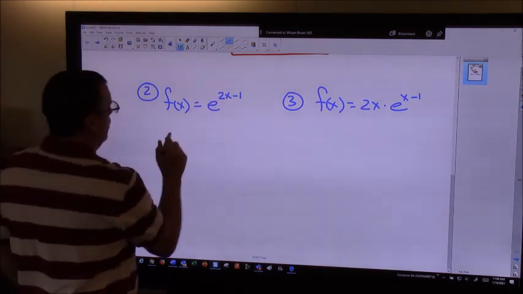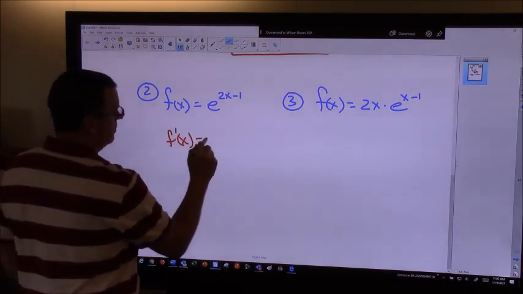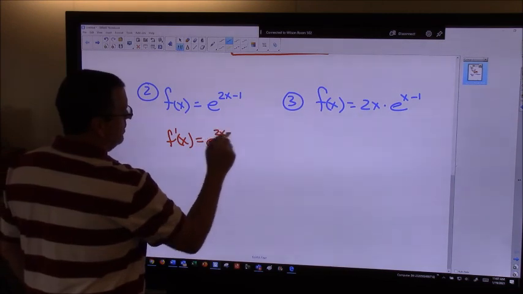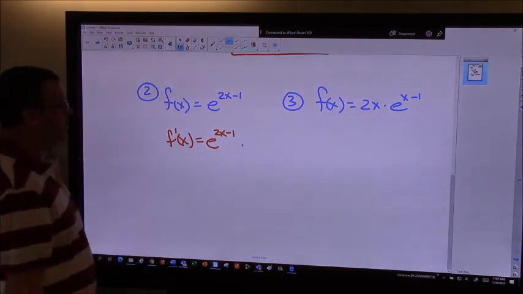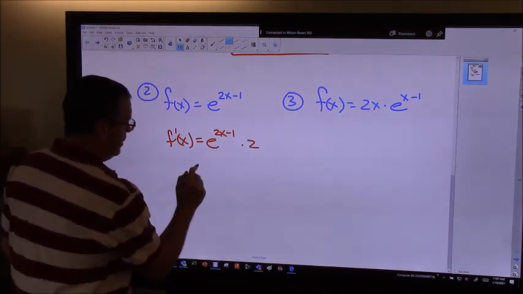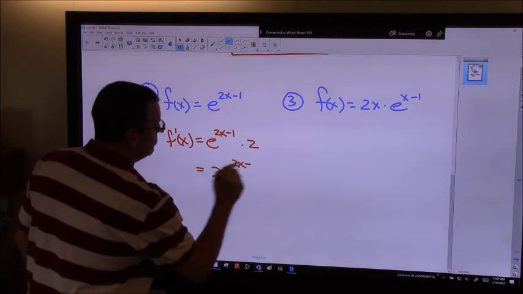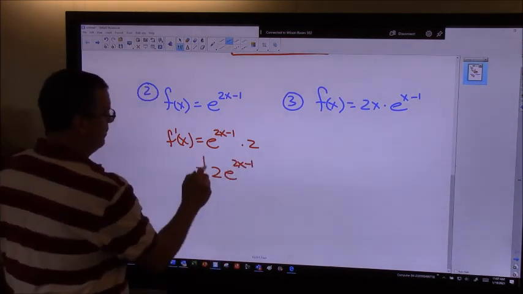All right, so to get the derivative, I just want e to the u, so the exact same thing, times the derivative of the exponent. And the derivative of the exponent is 2, and so I'll just rewrite that as 2e to the 2x minus 1. There's my derivative.